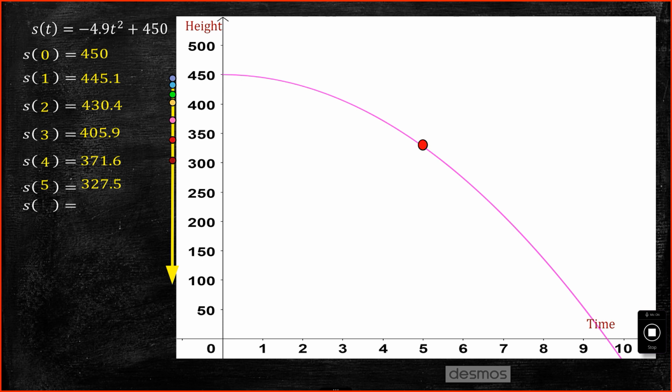So I'm just showing you like this, but what we really need is S of 5 and 327.5. We don't really need these other ones. What we definitely do need is a time equal to 5. We need this, and then go across and whatever that is, that's what we do need. So a time equal to 5 is 327.5.